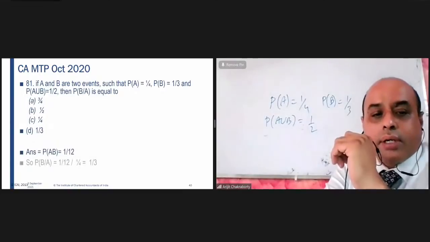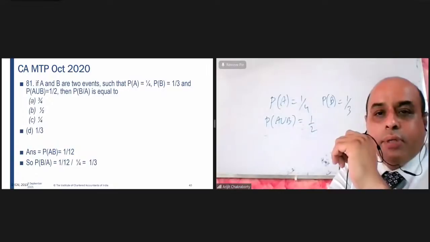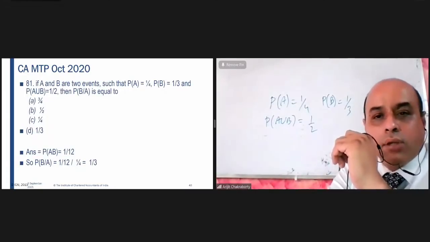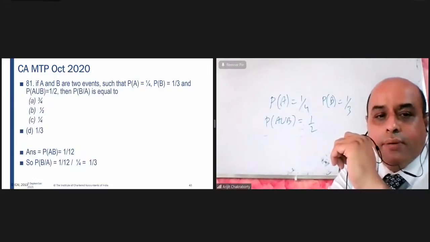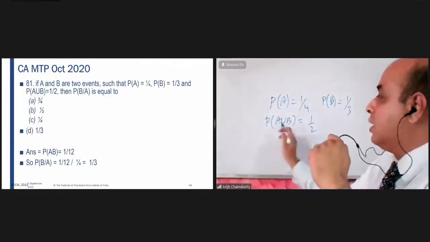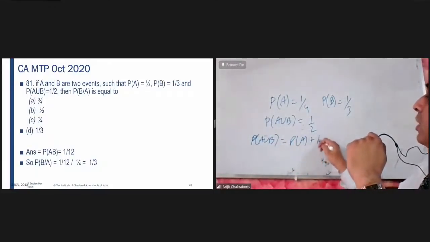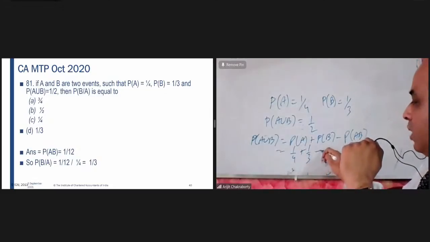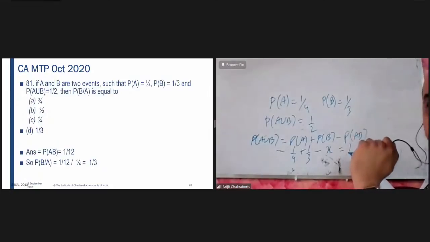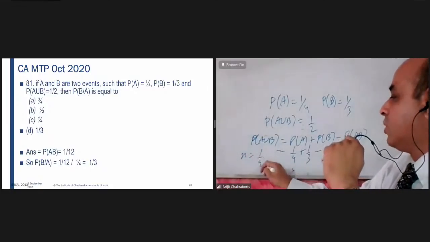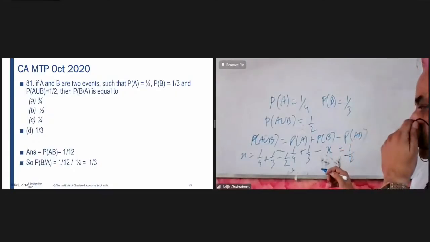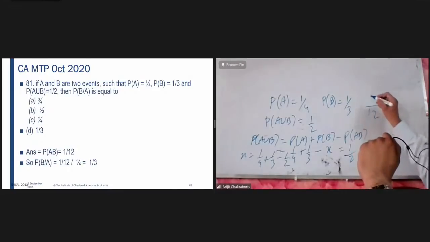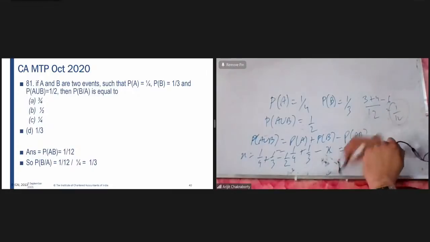Now, we will try to work it out. See, P(A) is given and P(B) is given. We have to find the value of P(B by A). Now, P(A union B) is also given. So let us write this formula. P(A union B) is equal to P(A) plus P(B) minus P(AB). So this gives us 1 by 4 plus 1 by 3 minus x, that is P(AB), equal to half. So we can write x is equal to 1 by 4 plus 1 by 3 minus 1 by 2. That gives us 12. 4 3s are 12, 3 4s are 12, minus 6. So it gives us 1 by 12. So P(AB) comes to 1 by 12.